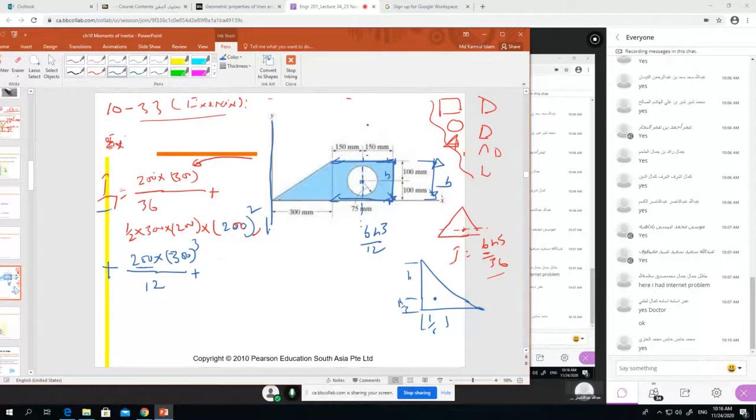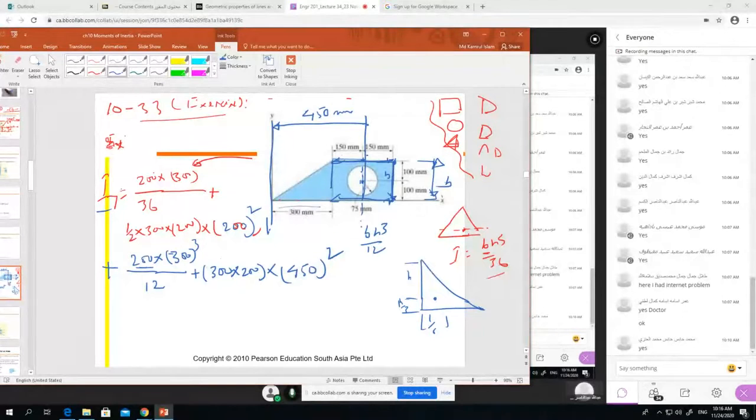Why Ad squared? As I told you, if we go from the center to another axis, we have to transfer, and the distance is 150 and 300, so 450. This distance is in millimeters, right? So we have to write the Ad squared. What is the area? Area is 300 into 200, times d squared. What is the distance? Distance is 450. Done.